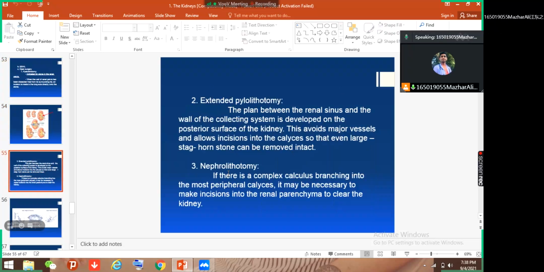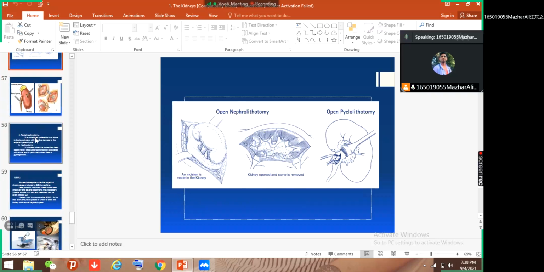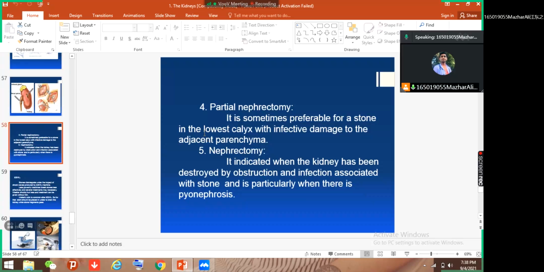Then we do nephrolithotomy. If there is a complex calculus or a stone branching into the most peripheral calyces, it may be necessary to make an incision into the renal parenchyma to clear the kidney. This is how we do open nephrolithotomy and open pyelolithotomy, just to take out the stone. And we do partial nephrectomy when the stone is in the lowest calyx with infected damage to the adjacent parenchyma.